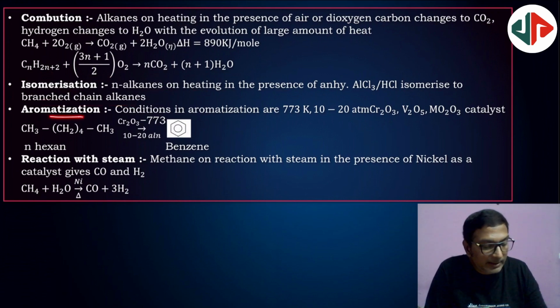Next, aromatization. So here conditions are high temperature and high pressure. Next, transition metal oxides are required as catalyst. So alkanes containing minimum of 6 carbon atoms undergo aromatization to form corresponding aromatic compounds. So n-hexane gives benzene. If it is heptane, toluene. If it is octane, that gives xylene or ethylbenzene.